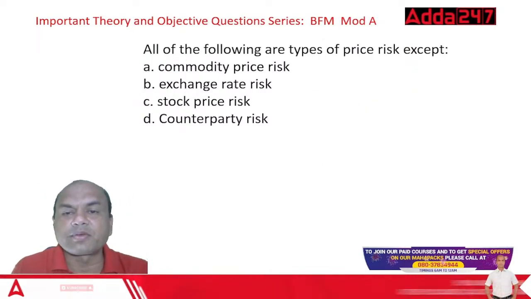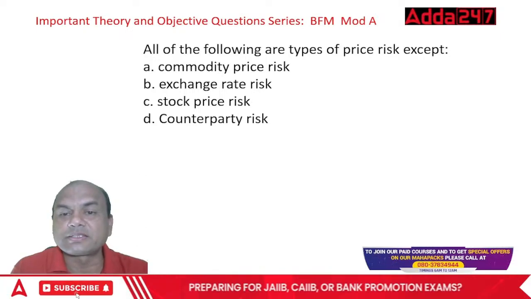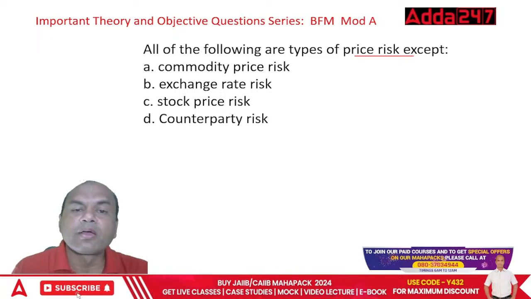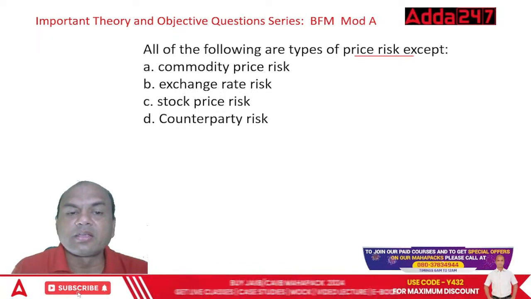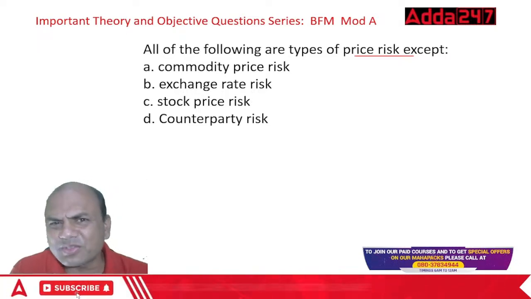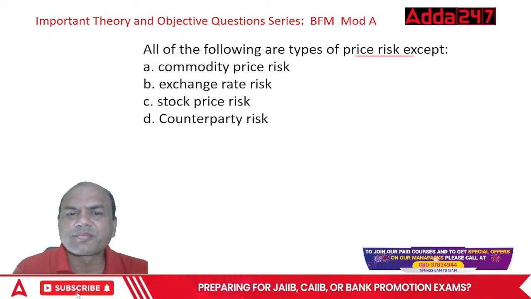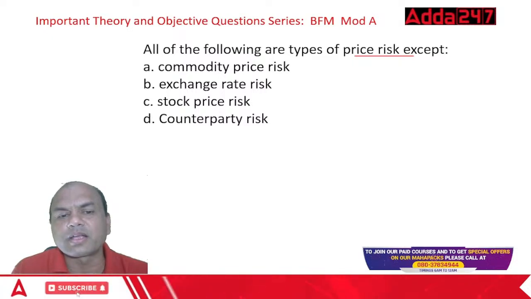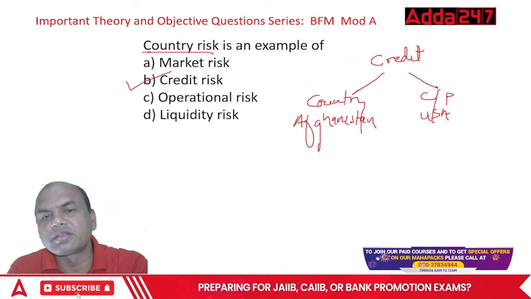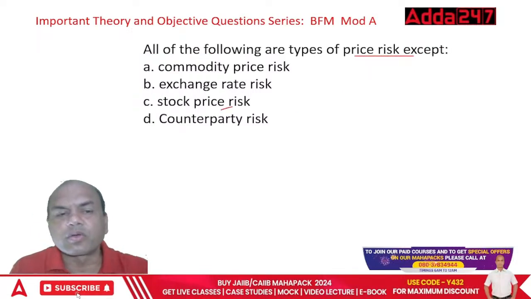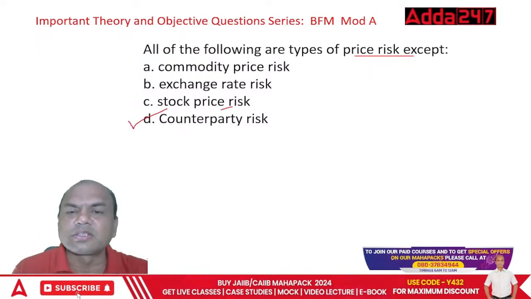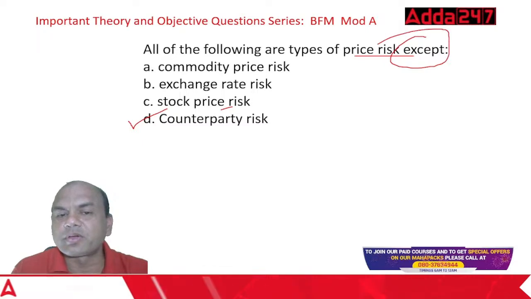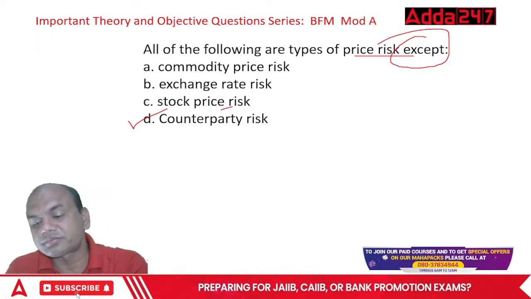All of the following are price risk except: commodity price, exchange rate, stock price, counterparty. Commodity price, exchange rate and stock price are all prices going up or down. Counterparty we just saw is part of credit risk. So since we want the exception, this is the answer.